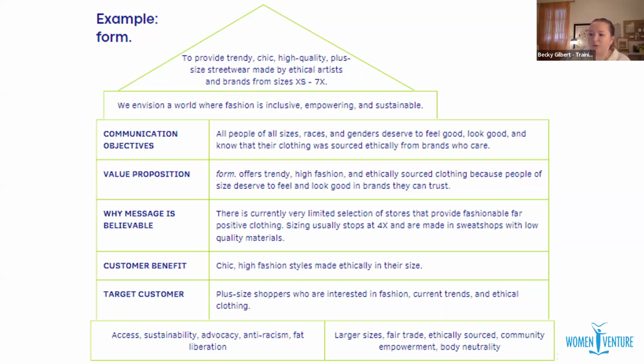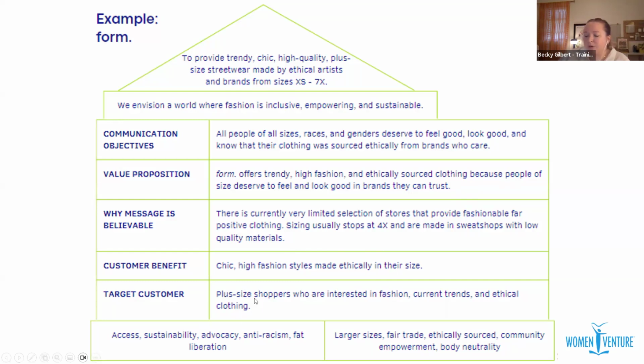Why this message is believable is really important. This is how you're basically backing up any claims that you're making. So Form is asserting that because of what fashion currently looks like, what they know fashion buying currently looks like, they are different in these ways. And then customer benefit, this speaks for itself. Target customer, this can be as specific or as broad as is useful to you as you're building out your brand.